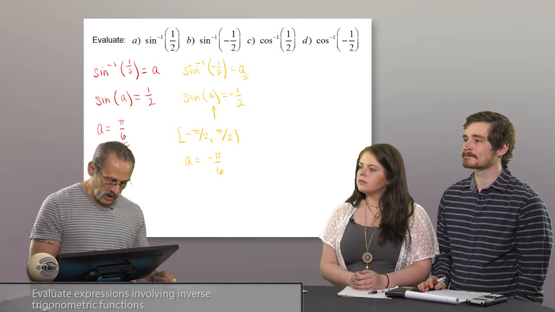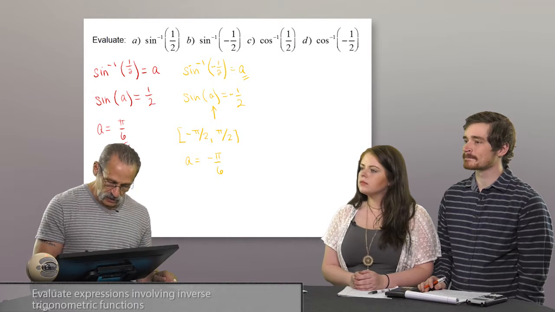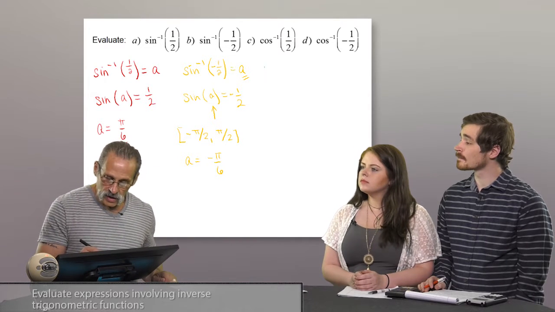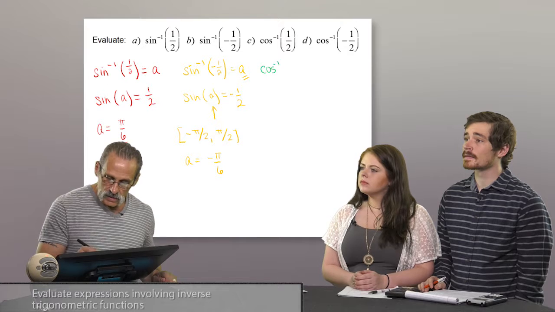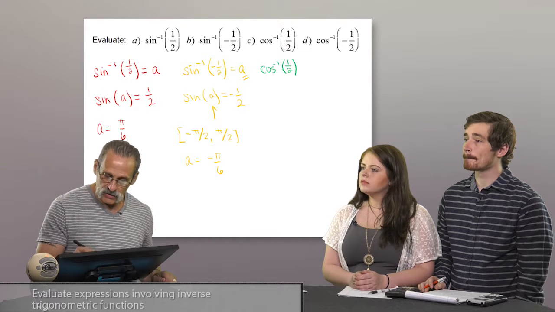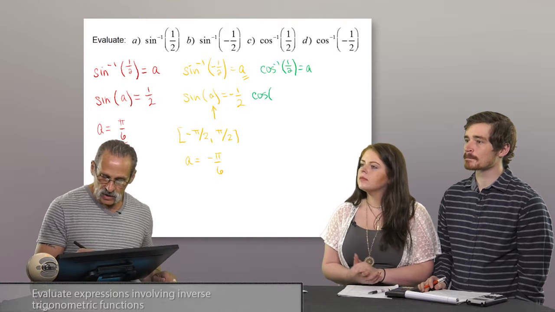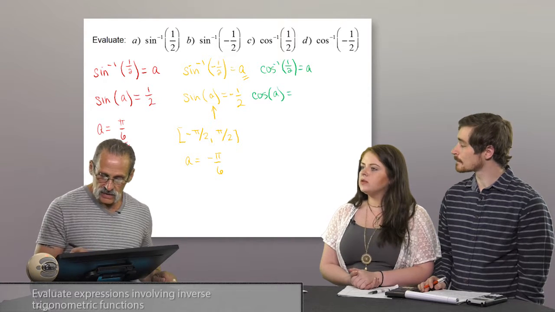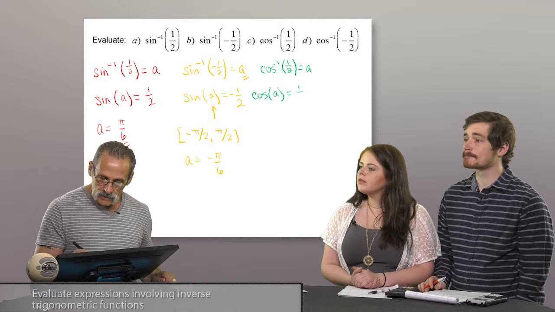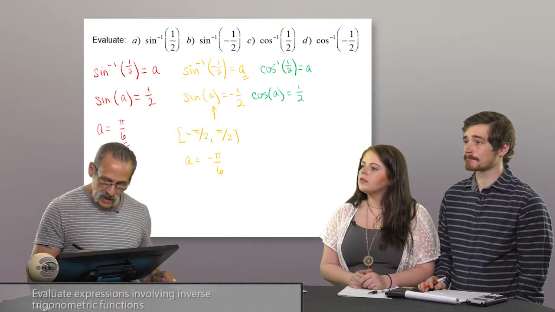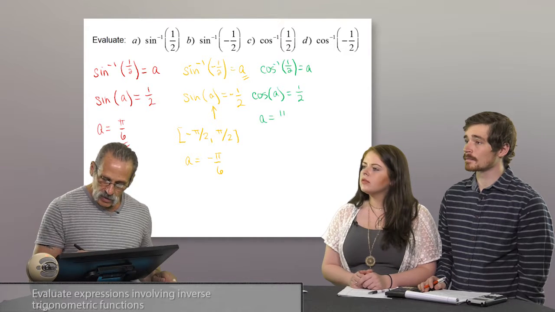Now for arc cosine, it's a similar thought process. My arc cosine of a half is equal to a, which means the cosine of a is equal to 1/2. Good. And that angle a would be pi over 3, wouldn't it?